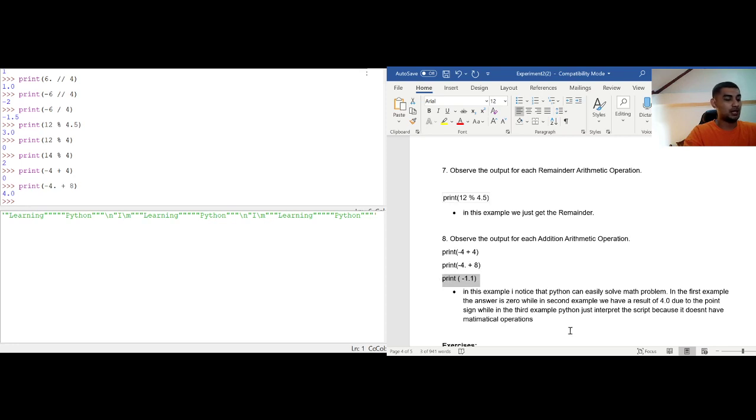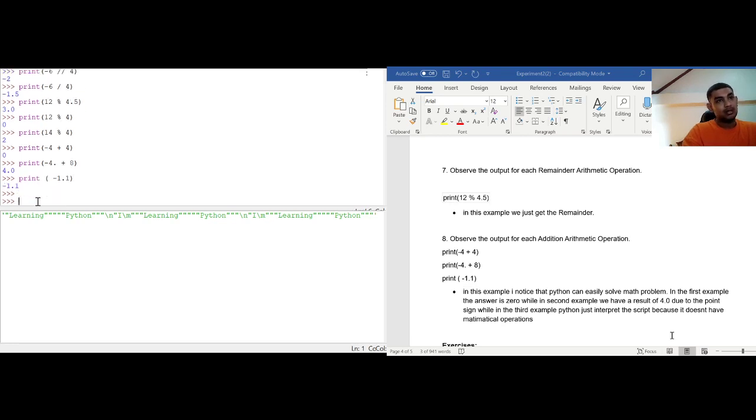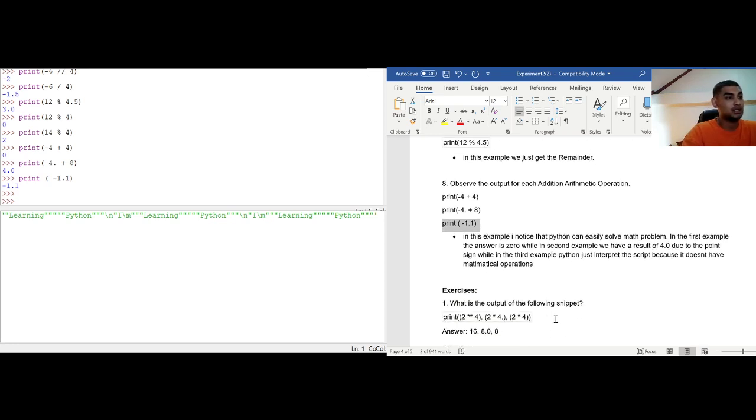So for string number 3, there is no operation given. So Python will just interpret the data inside of the print function. So in this example, I noticed that Python can easily solve math problems. In the first example, the answer is 0, while in the second example, we have a result of 4.0 due to the point sign, while in the third example, Python just interprets the script because it doesn't have mathematical operations.